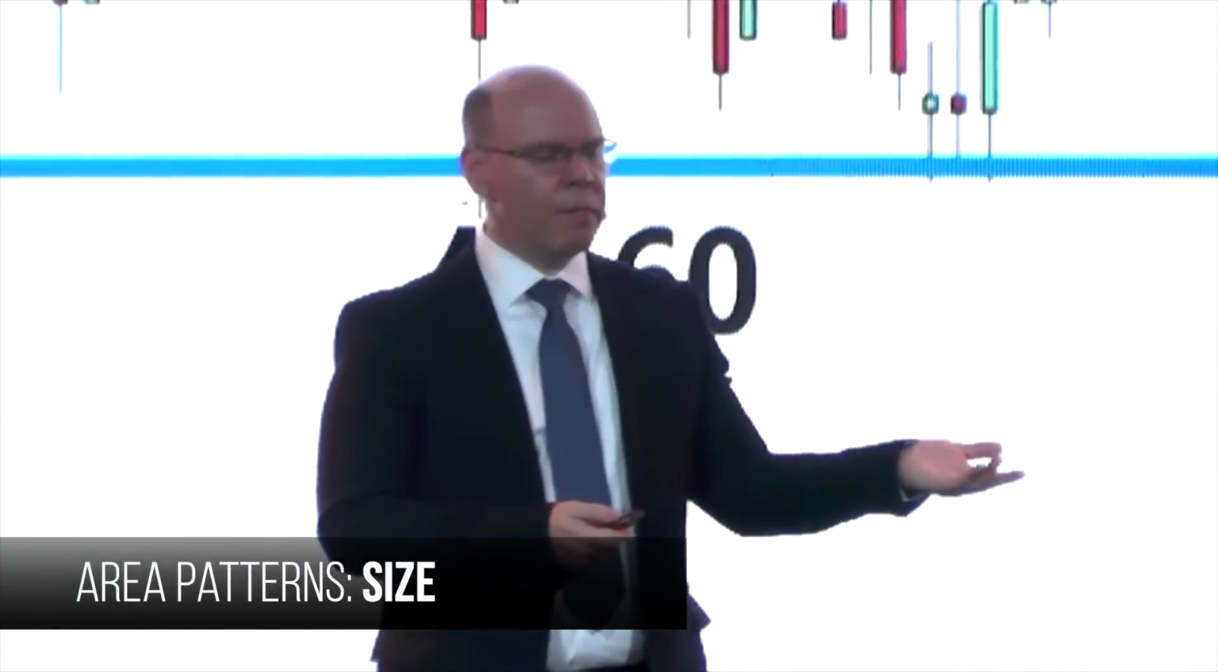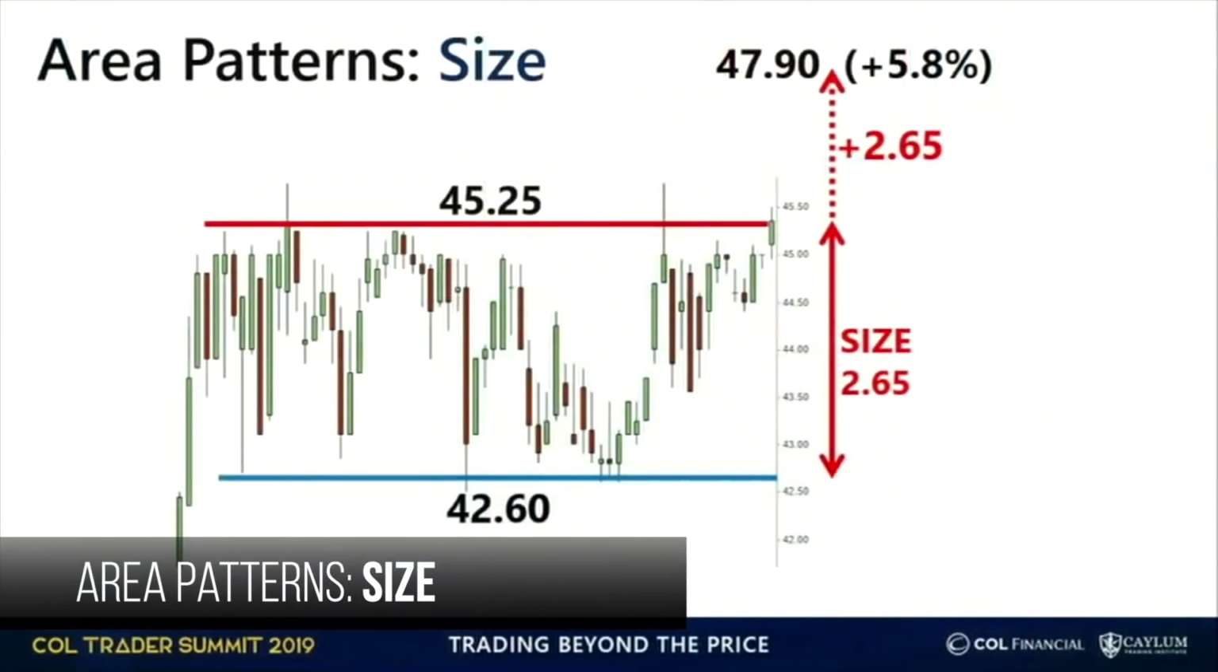So in this particular example, you have an area pattern from 42.60 to 45.25. The size of the area pattern is 2 pesos and 65 cents. And so that means it should go up by another 2 pesos and 65 cents, giving you a target of 47.90. So again, this is something that you can attempt to do. Again, as the pattern climbs up, it starts to wind up just before the resistance area. So this is a good time to move into it.